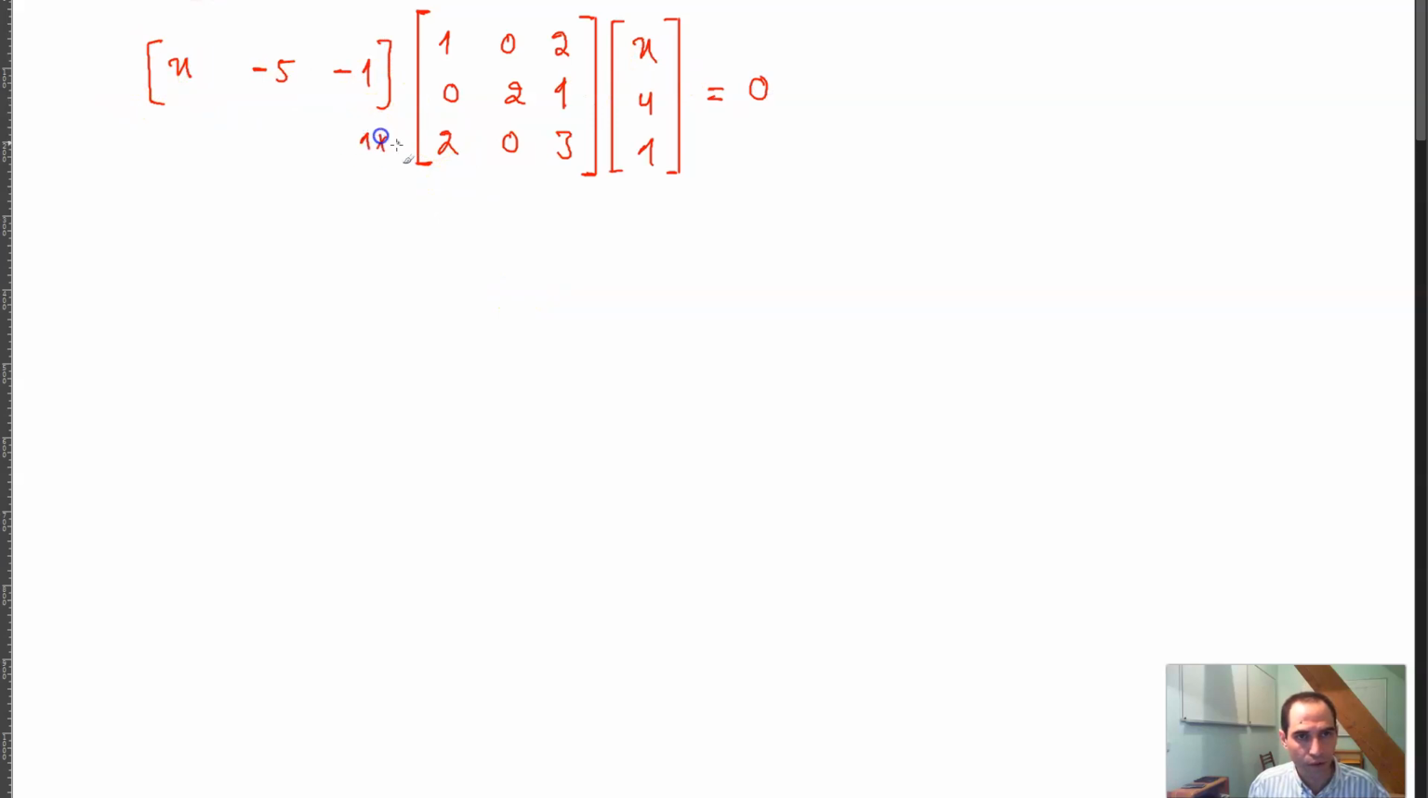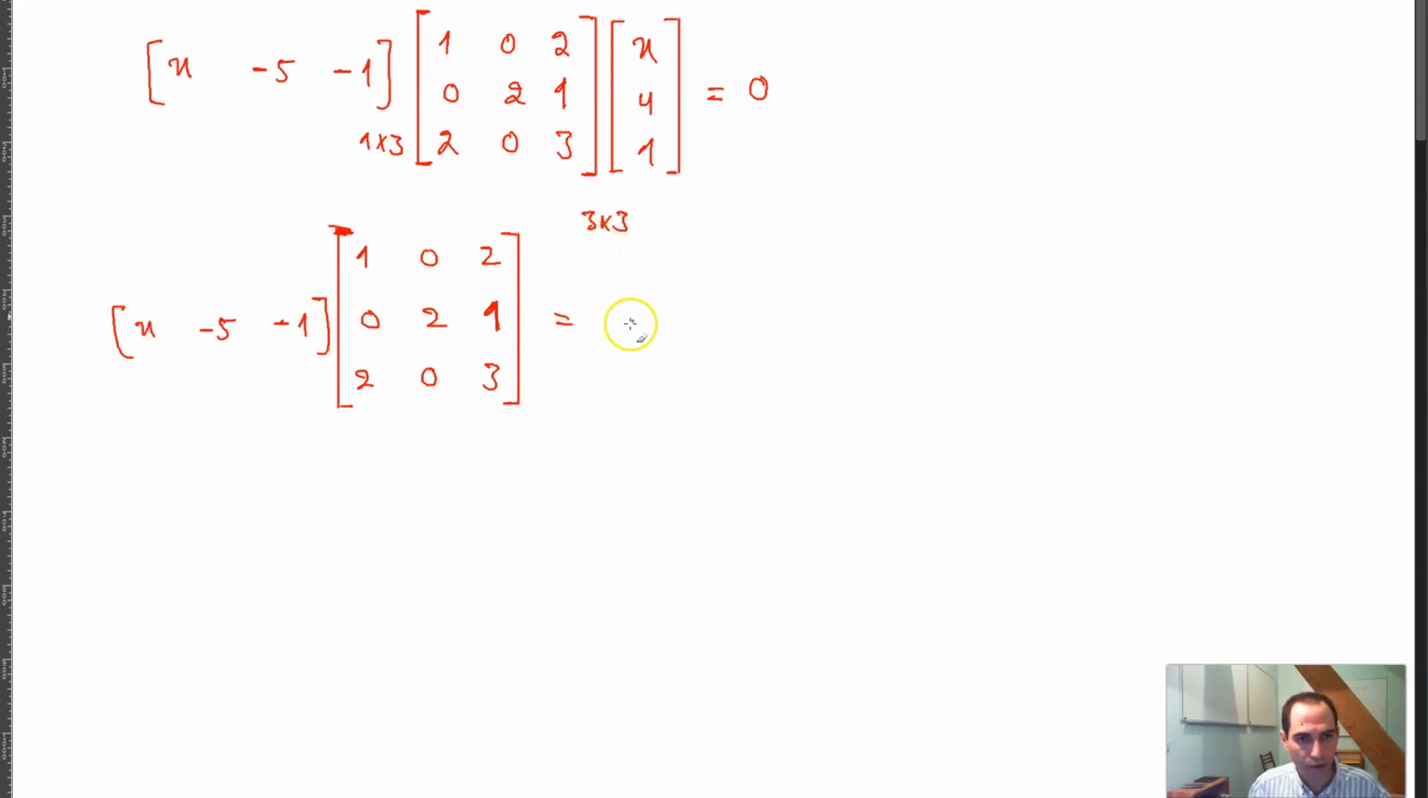So this is a 1 by 3 matrix, and this is a 3 by 3 matrix, so you would get a 1 by 3 matrix. If I do this individually, I would get x, -5 and -1, and then the matrix 1 0 2, 0 2 1 and 2 0 3, is equal to basically a 1 by 3 matrix.